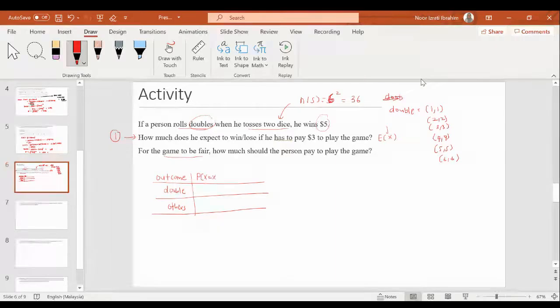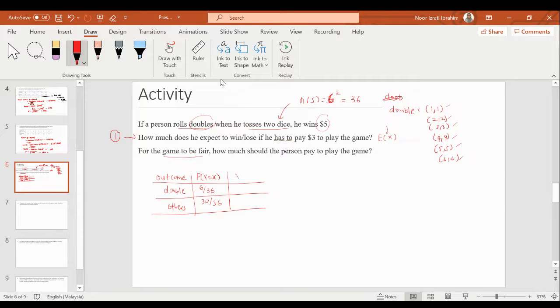Probability. If we get a double, 1, 2, 3, 4, 5, 6, there are 6 outcomes when we get a double. So 6 over 36. Others will be 36 minus 6, which is 30 over 36. Total probability equals 1.